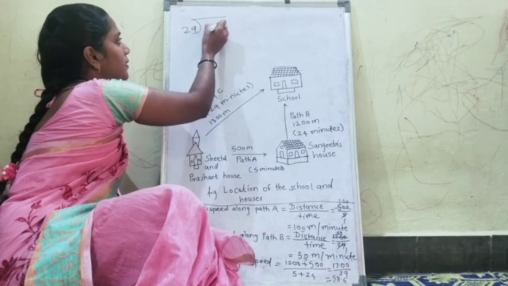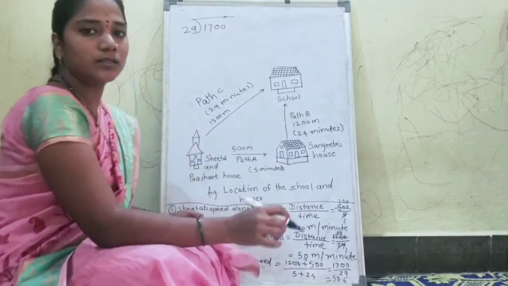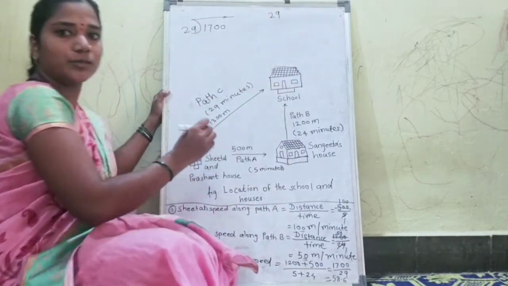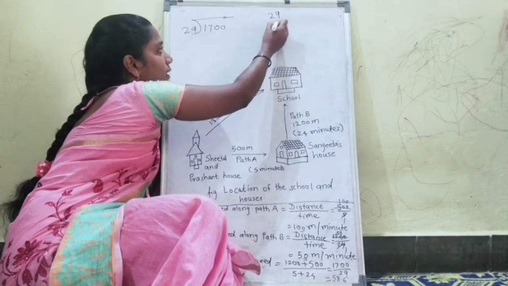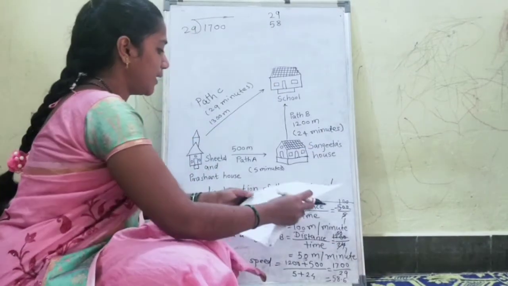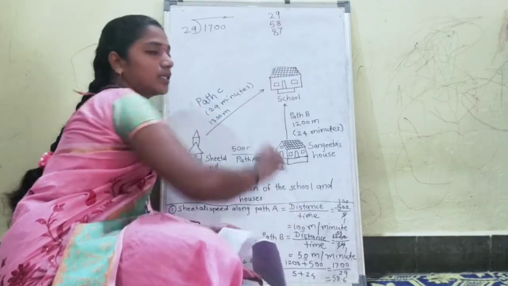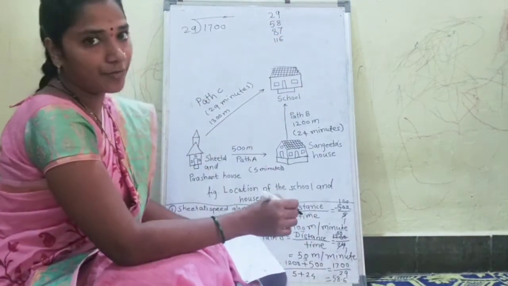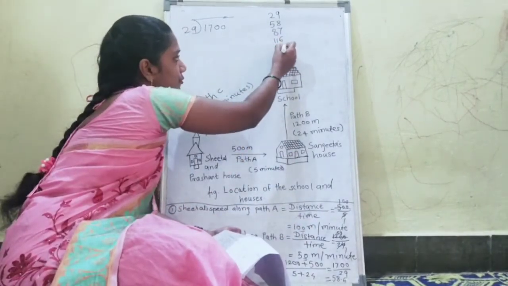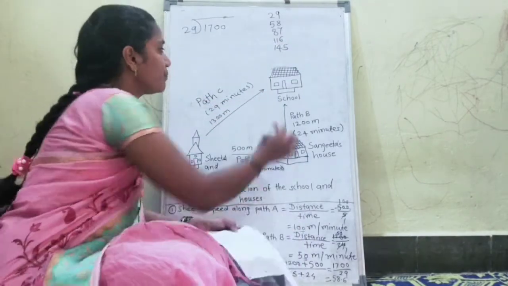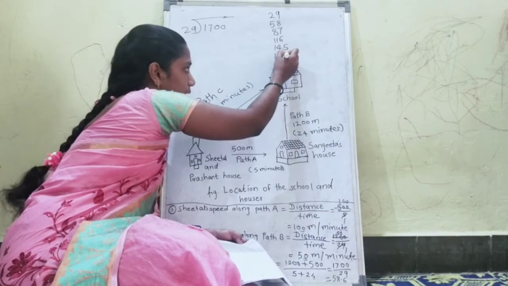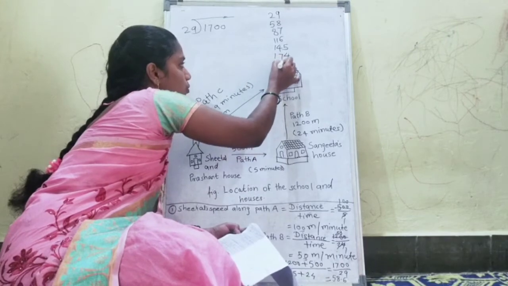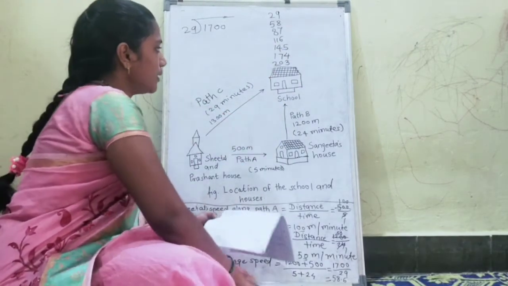Divided by 700. 1700. 29 ones are 29. 29 twos are 58. 29 threes are 87. 29 fours are 116. 29 fives are 145. 29 sixes are 174. 29 sevens are 203.